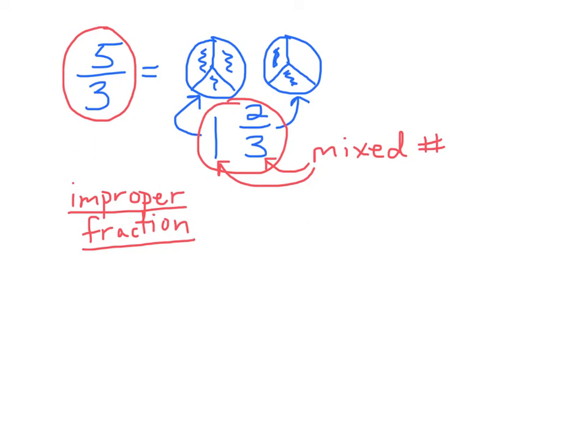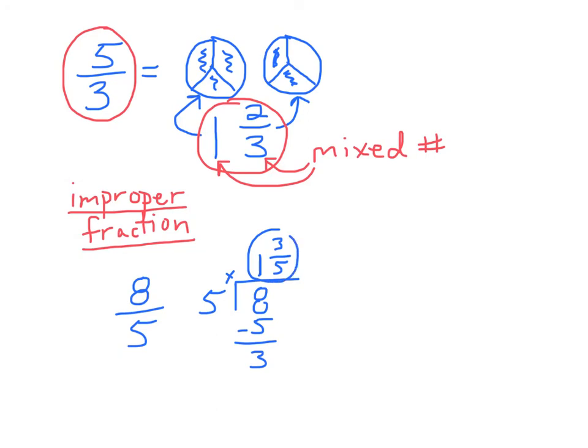So if I gave you the improper fraction 8/5, and if I wanted to change that into a mixed number, one way that people do that is they just say to themselves, well, how about if I divide 5 into 8? 5 goes into 8 one time. 5 times 1 is 5. I'm left over with 3. So this is 1 and 3 out of 5 pieces left over. So 1 and 3/5 is exactly the same thing as 8/5.